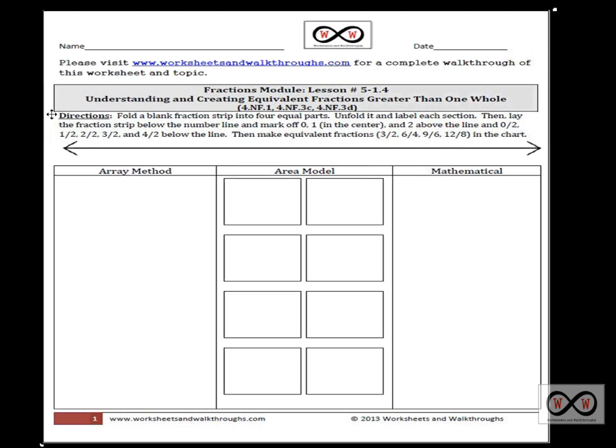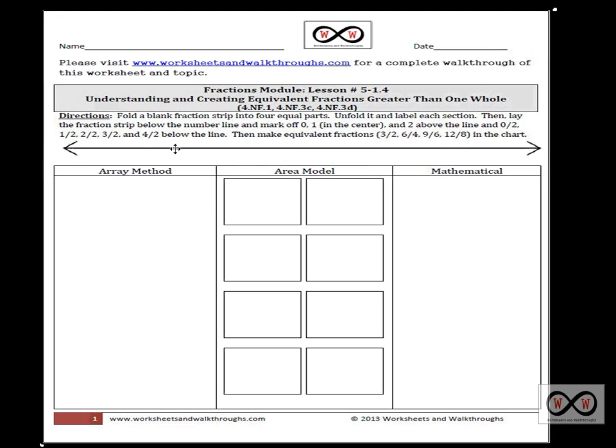Directions. Fold a blank fraction strip into 4 equal parts. Unfold it and label each section. Then lay the fraction strip below the number line and mark off 0, 1, which will be in the center, and 2 above the line, and 0 halves, 1 half, 2 halves, 3 halves, and 4 halves below the line. Then make equivalent fractions, 3 halves, 6 fourths, 9 sixths, 12 eighths, in the chart below.